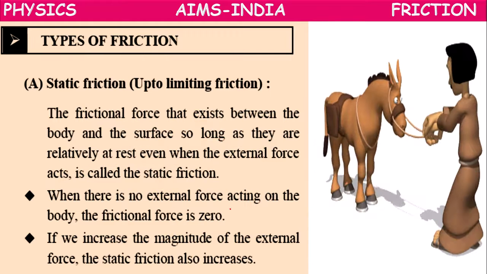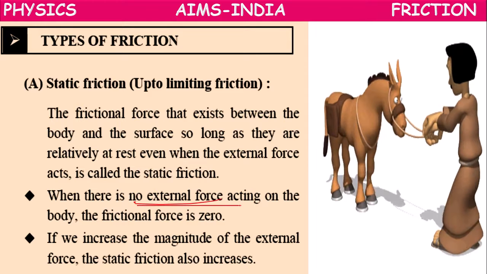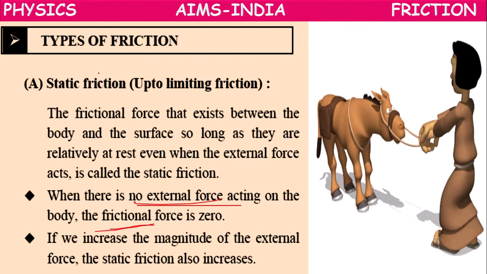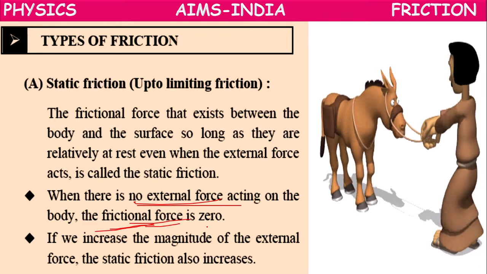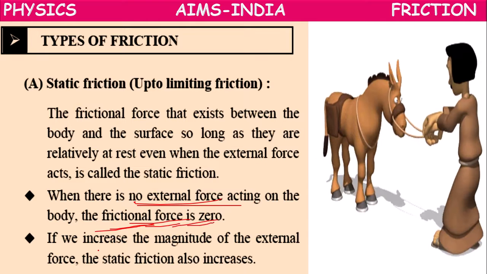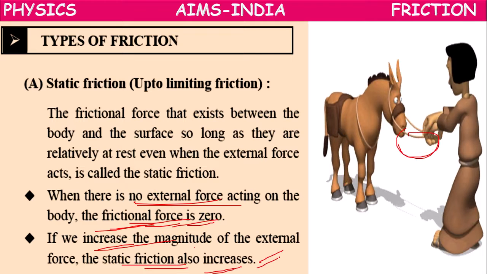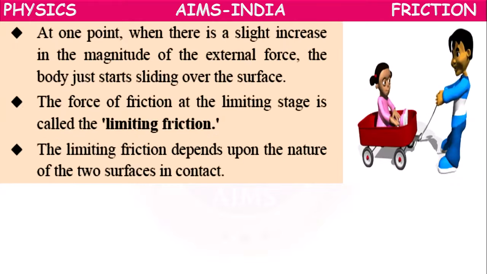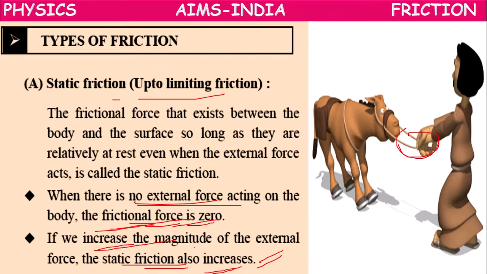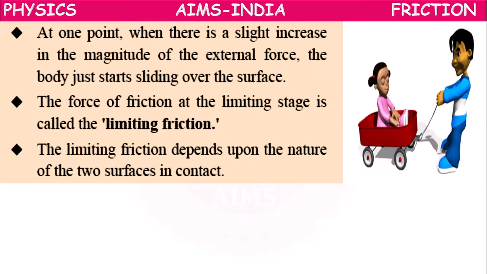Suppose the person is not pulling the horse. When there is no external force, the static frictional force will be zero because they are not moving. If we apply force, or increase the applied force, static friction also starts increasing. Up to where? Up to a maximum extent called limiting friction.